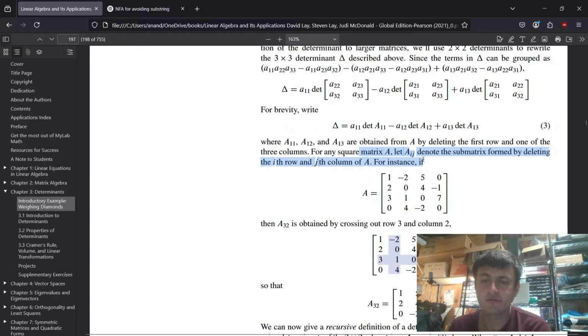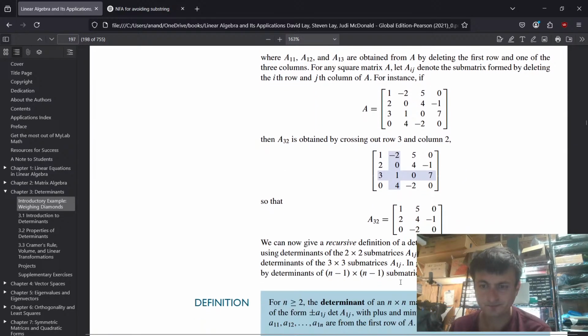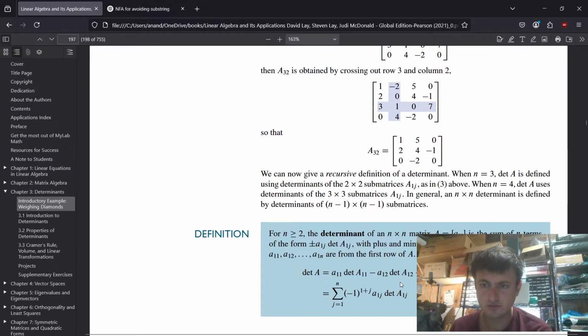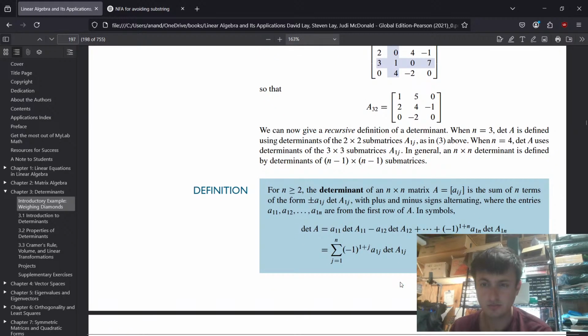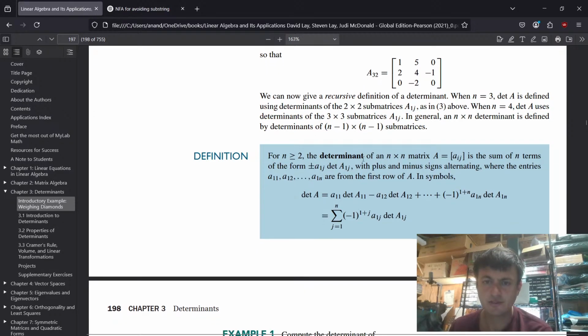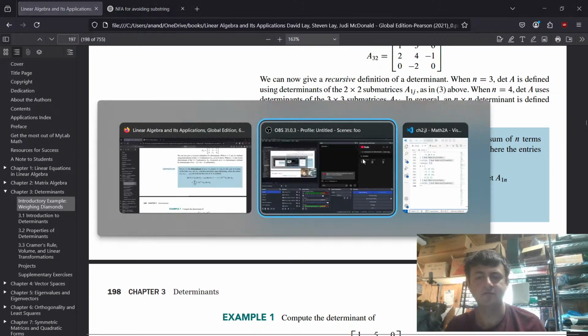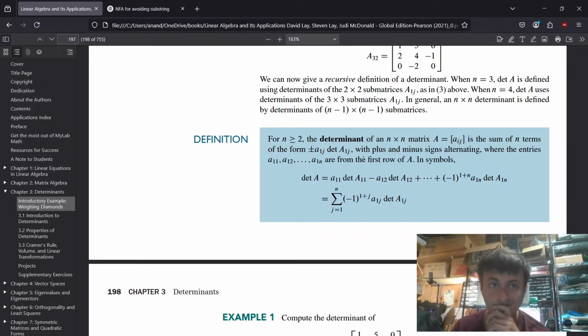Okay. For any square matrix A, denote by Aij the submatrix formed by deleting the ith row and the jth column. So A3,2, so then you get this 3 by 3. Okay. We can now give a recursive definition of determinant. Wow. It seems like determinant is then, it must be like a dynamic programming thing, right? If you're doing that recursive thing, there's probably a lot of duplicated work. We'll figure that out.